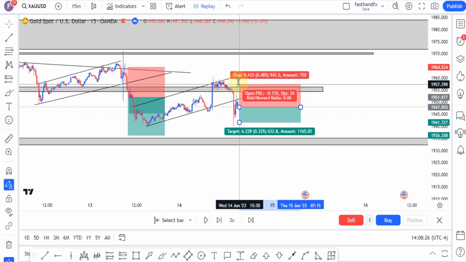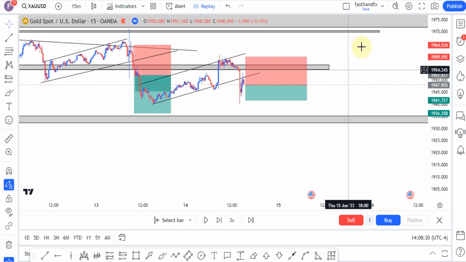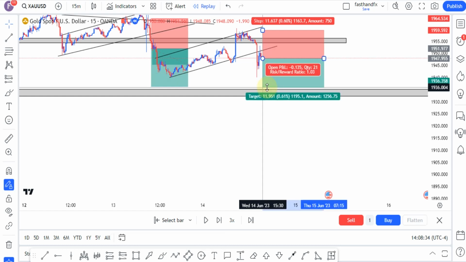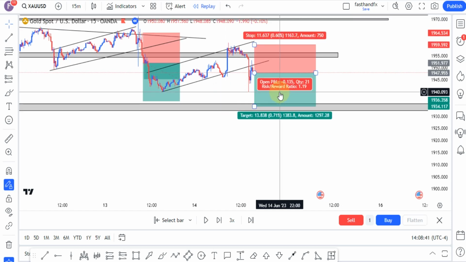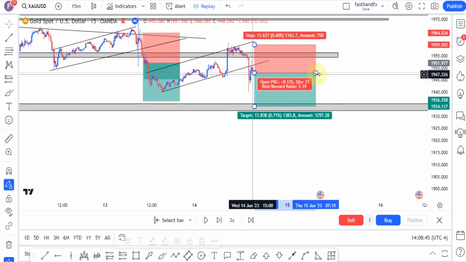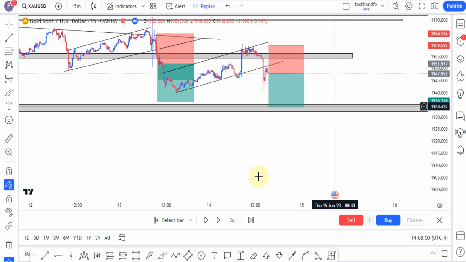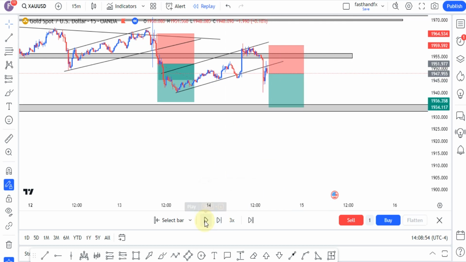Our stop loss will be right above this area, then our take profit can be at this point, that's around 130 pips. So here we are risking 1, going for 1, that is a 1:1 risk to reward ratio. Let's see, guys, if the market respects our setup here.